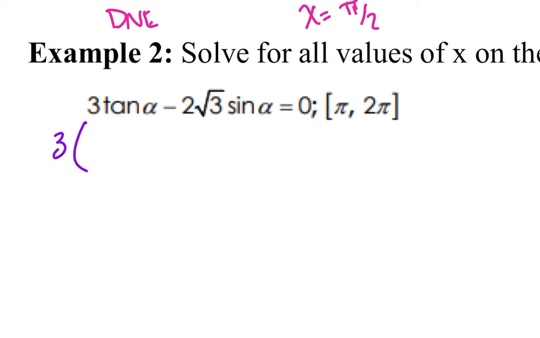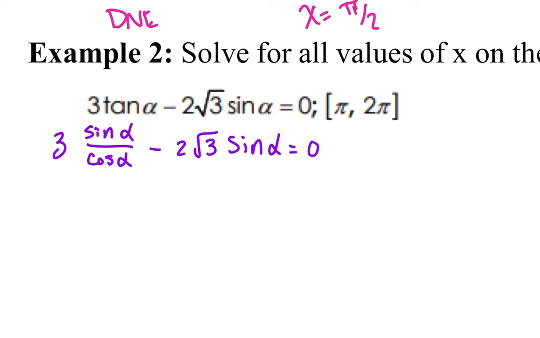So 3, and let me not put that parenthesis, that might get confusing. Instead of putting tangent, we'll put sine of alpha over cosine of alpha minus 2 square roots of 3 sine of alpha equals 0. Well, now they both have a sine in them, right? So thinking about the factoring rules that we've been learning, we could then take a sine out. And you can only do that with the number on top, right? You can't ever do that with the number on the bottom. So if it had been cosine, that wouldn't work. But when it's the number on top of the numerator, you are allowed to factor that number out. And that's what we're going to do.